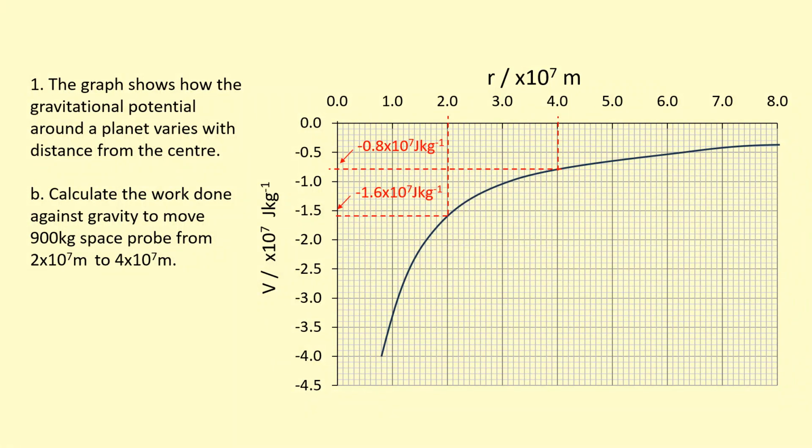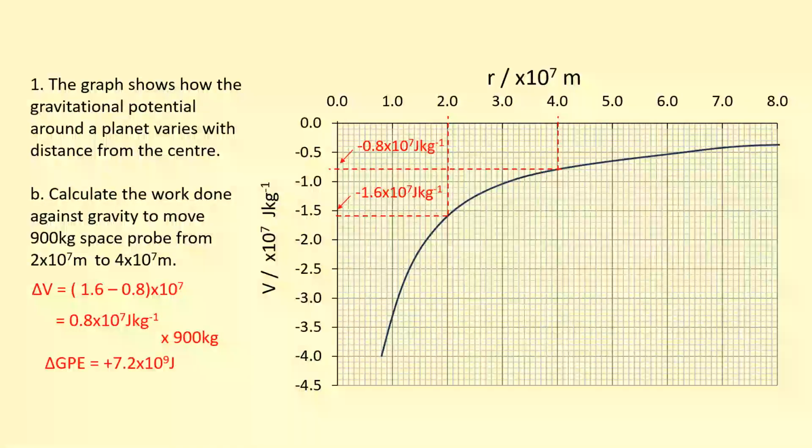Okay, so if we're moving from one of those points to another, we need to figure out the change in potential. So for the change in potential, just subtract the numbers like this, and we get a change in potential of 0.8 times 10 to the 7 joules per kilogram. So that is the work done per unit mass to move between those 2 points. But we're not doing per unit mass, we're moving a 900 kilogram object. So we're going to have to multiply by the mass of the object to give the change in gravitational potential energy.